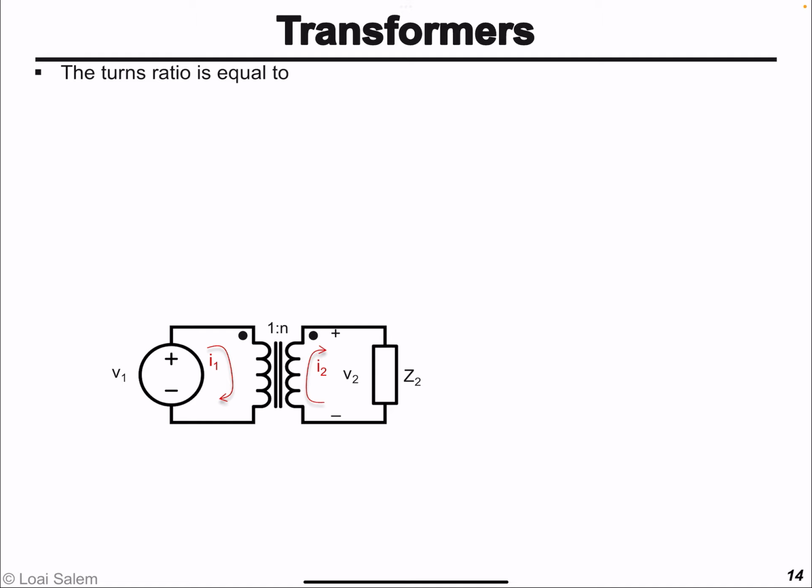Now, the turns ratio, which we can call small n, is the number of turns for coil 2, N2, divided by the number of turns for coil 1. This is also equal to the square root of L2 over L1, the self-inductance of coil 2 divided by the self-inductance of coil 1, just take the square root.